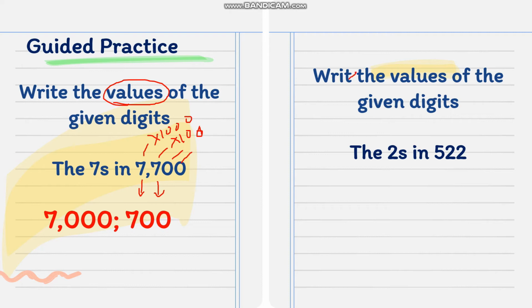Next, write the values of the given digits. The 2s in 522. The first 2 is in the tens place, so that is multiplied by 10, so the answer is 20. And the other 2 is in the ones place, so multiplied by 1, so the answer is 2.